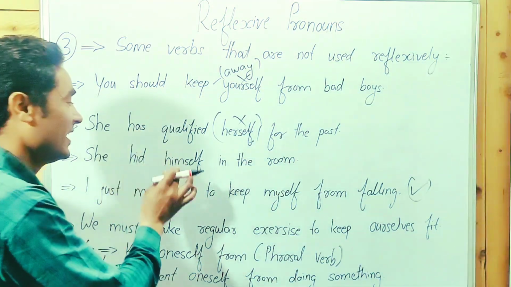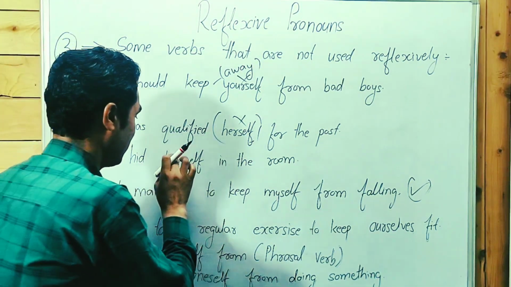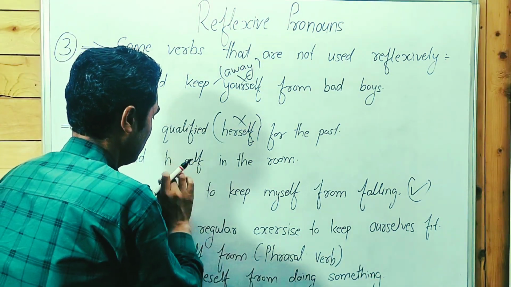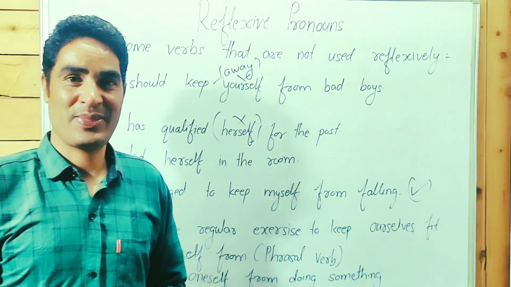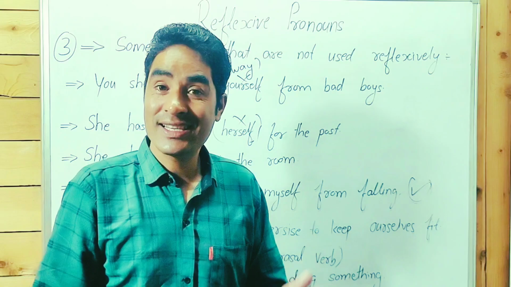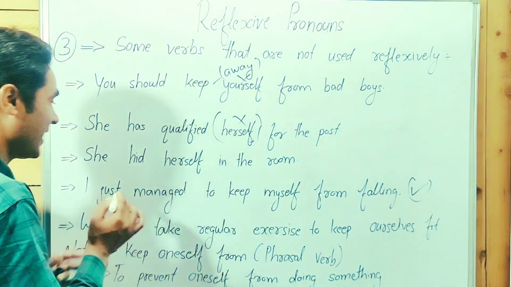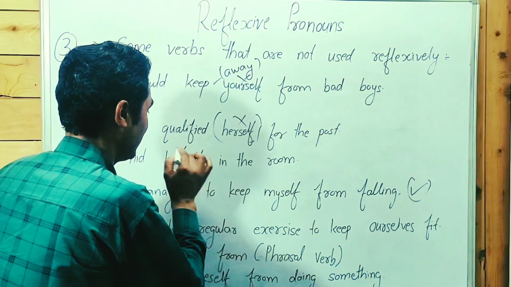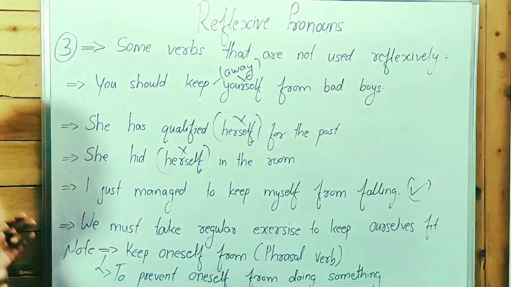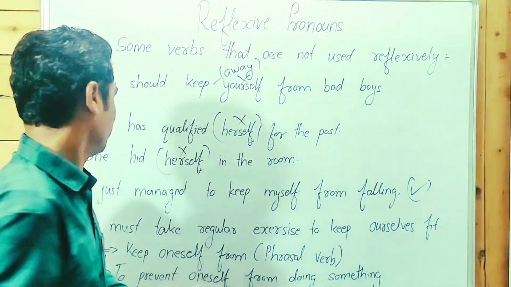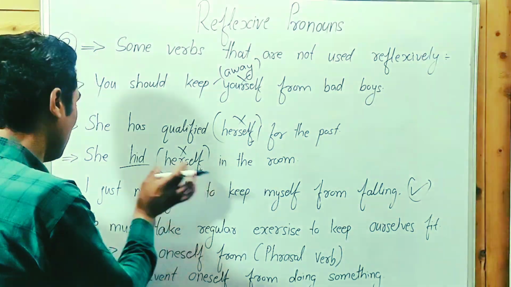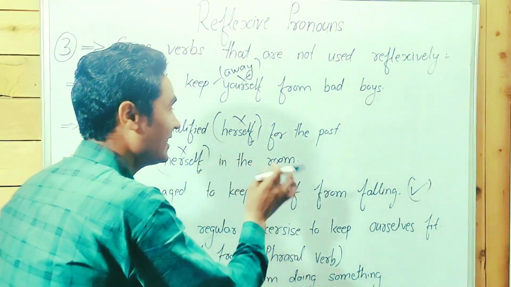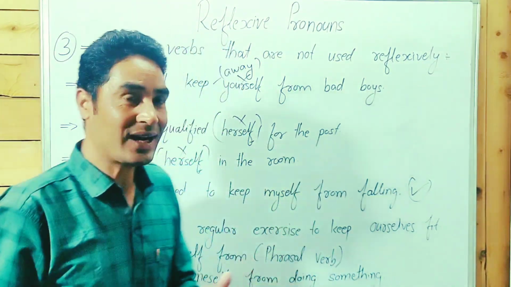She hid herself in the room. At first glance this sentence is 100% correct, but guys, to be noted, this is an incorrect sentence. With hide, hid, hidden, we don't use reflexive pronouns. She hid in the room. This is a correct sentence.